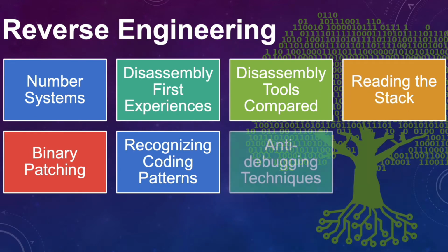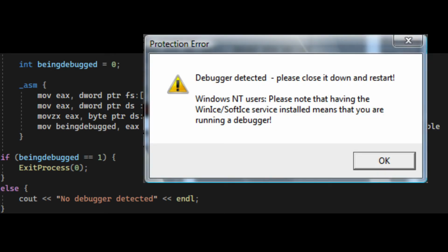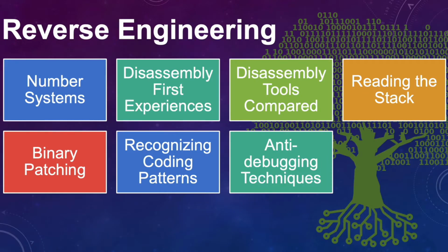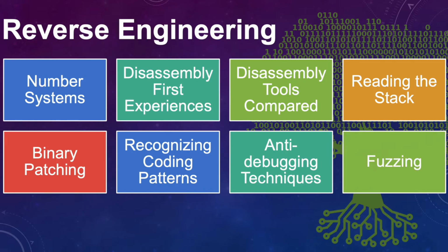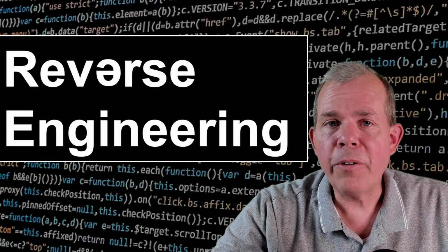And then anti-debugging techniques is the ability to take a piece of software that is trying to hide from you. So this is a cybersecurity topic where we are looking at software that knows that you are reverse engineering it and you're trying to avoid that. And that's this video here right now. And then finally, we'll do some fuzzing techniques. So this whole course here is about software reverse engineering.